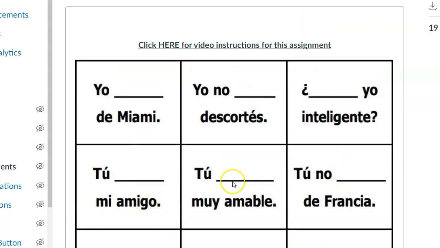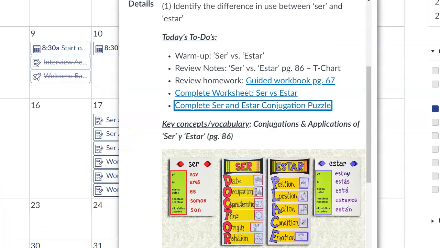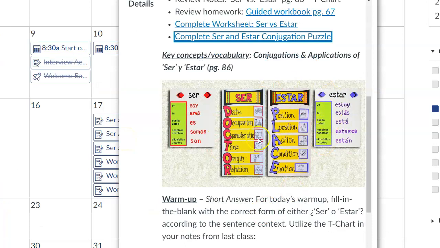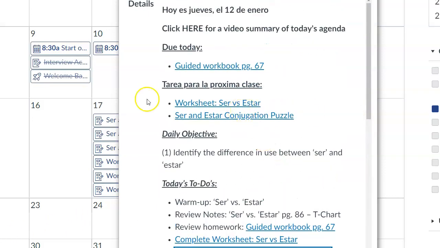So filling out the puzzle entirely with the correct form of ser or estar, and then the reason why. And that refers to the notes. Doctor, date, occupation, characteristic, time, origin, relation. Those are the situations that call for the verb ser. And then place is the acronym for estar. Position, location, action, condition, or emotion. Those are your 2 assignments due for next class.